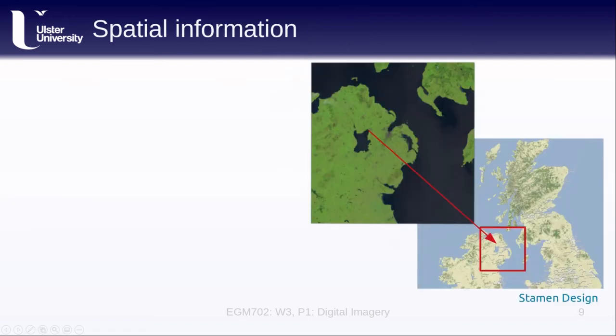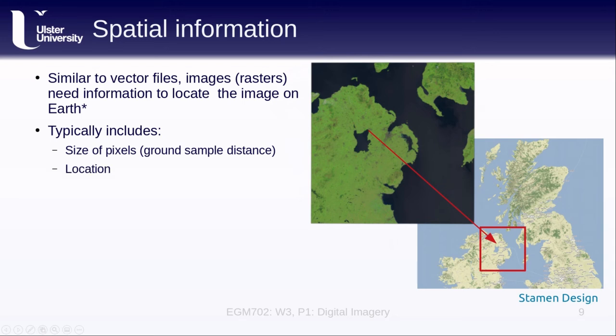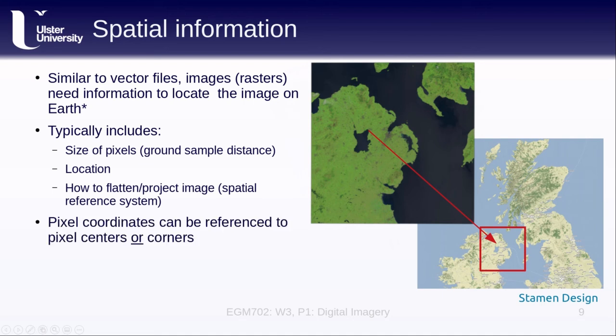In order to use digital images in a GIS software, we need to have some spatial referencing information that is stored with the image. This typically includes the size of the pixels, or the ground sample distance, the location of the image, or at least the coordinates of one of the corners of the image, normally the upper left corner. We also need to know the way in which the image is being projected, that is, the spatial reference system. Pixel coordinates can be referenced to either the pixel center or one of the corners. Again, this is usually the upper left corner.